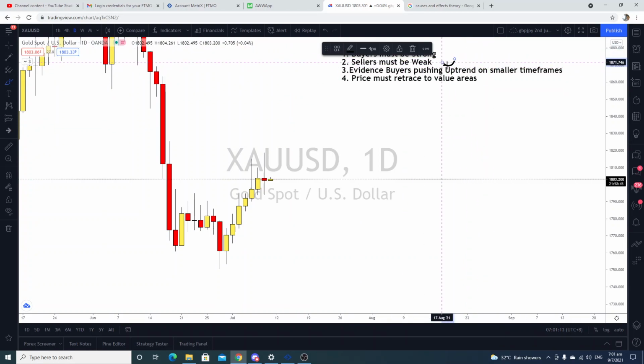I will put a tick on that. Are the buyers strong? Nope. Are the sellers weak? Yes. Evident buyers pushing up on the smaller time frames. Okay, let's see in the 4 hour.